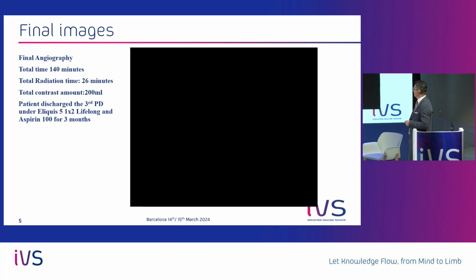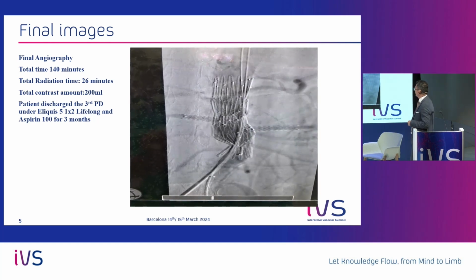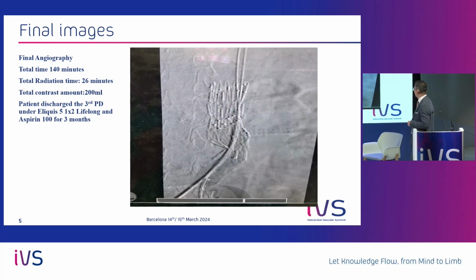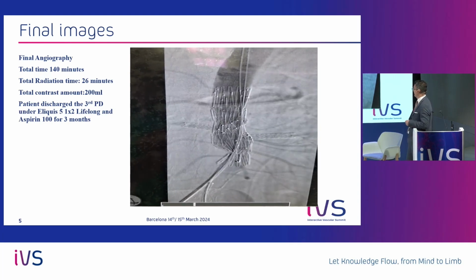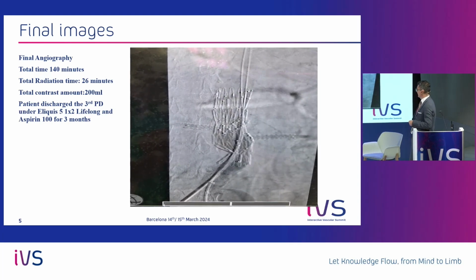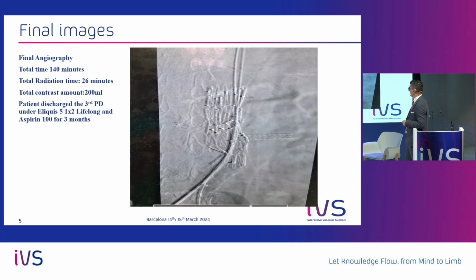The final images, final angiography: total procedure time 140 minutes, total radiation time 26 minutes, contrast amount 200 ml. The patient was discharged on the third postoperative day under Eliquis, lifelong due to the atrial fibrillation, and aspirin for 3 months. You can see the perfect patency of the grafts together with exclusion of the aneurysm.